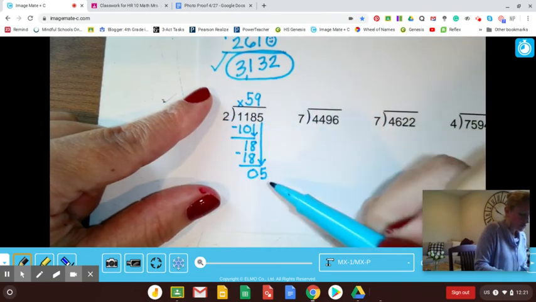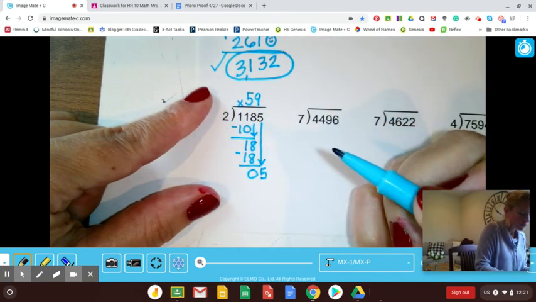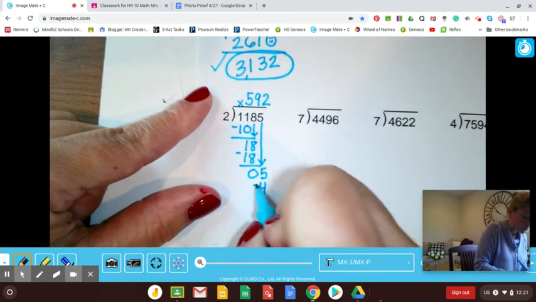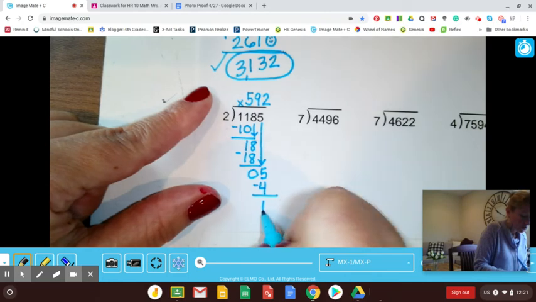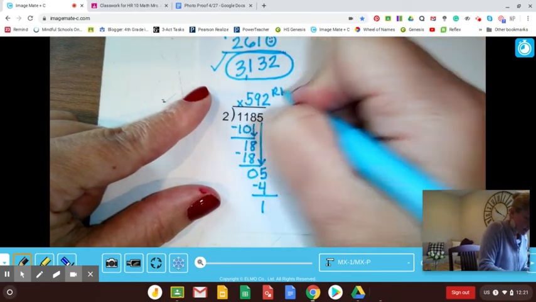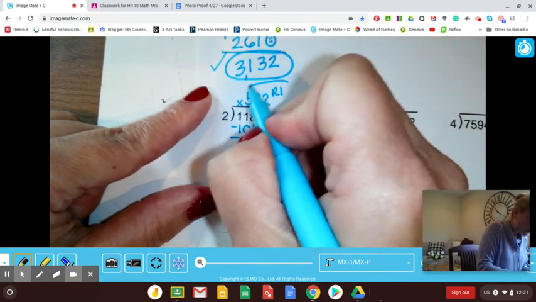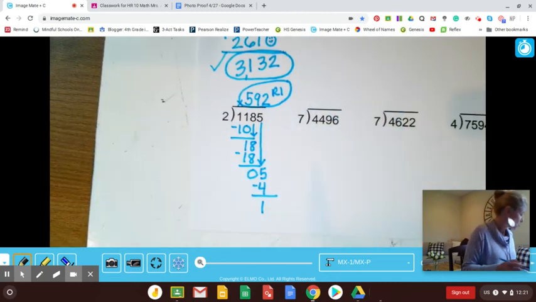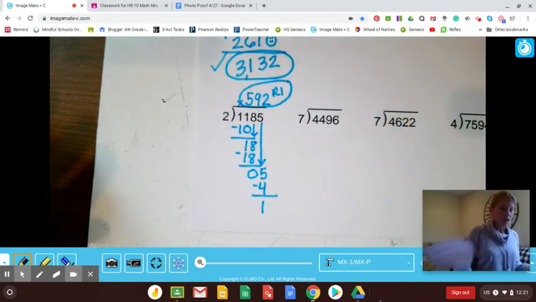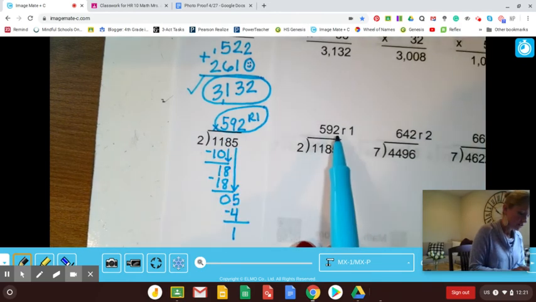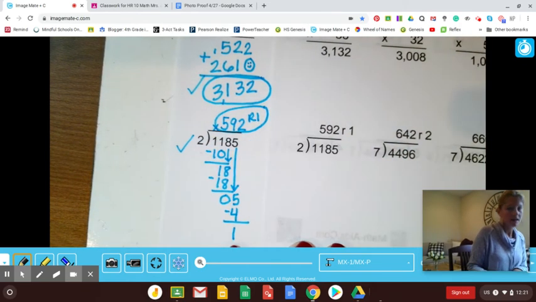And now I have 2 into 5. How many times can a 2 go into a 5? Well, 2 times 2 is 4. That's pretty close. 5 minus 4 is 1. There's nothing left to bring down, so 1 is my remainder. And so my final answer is 592, remainder 1. I look on my answer key, and look at that. 592, remainder 1. I got it right.